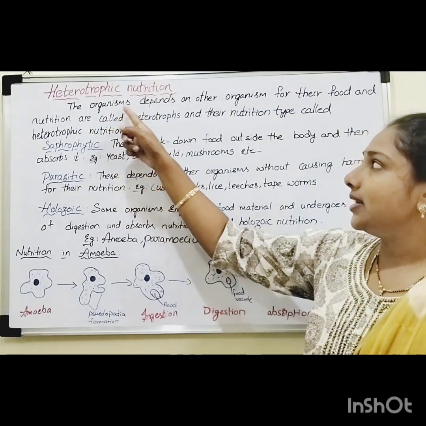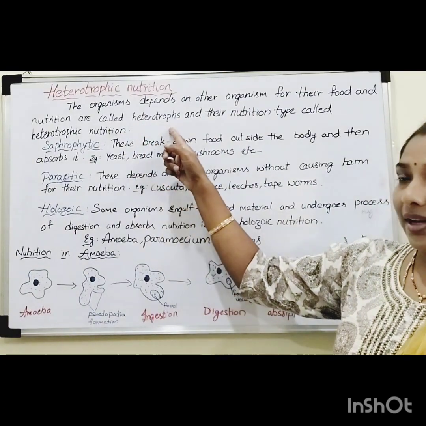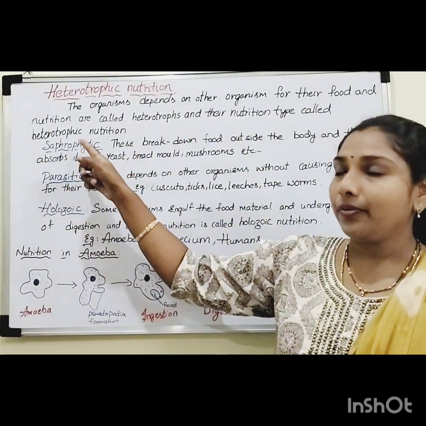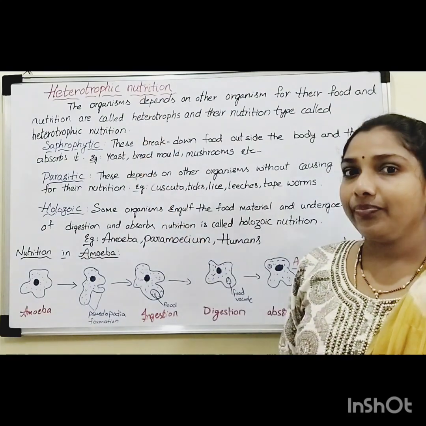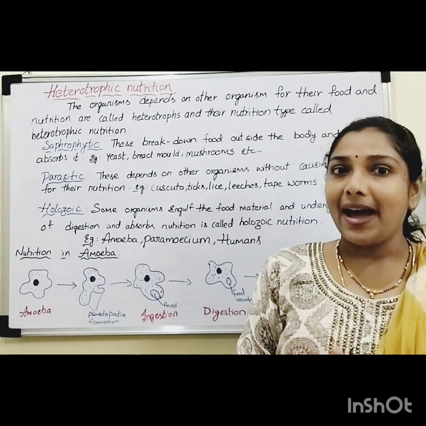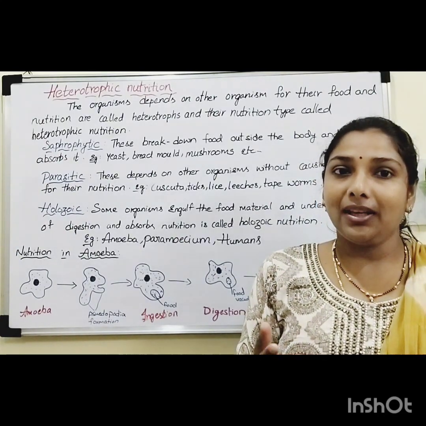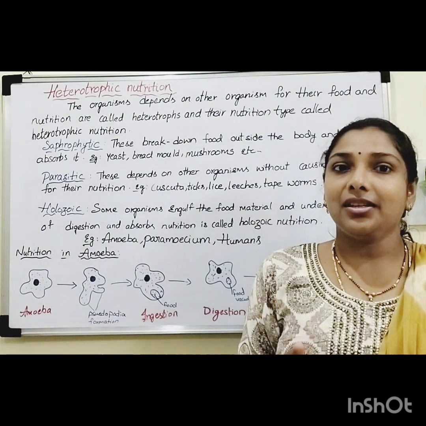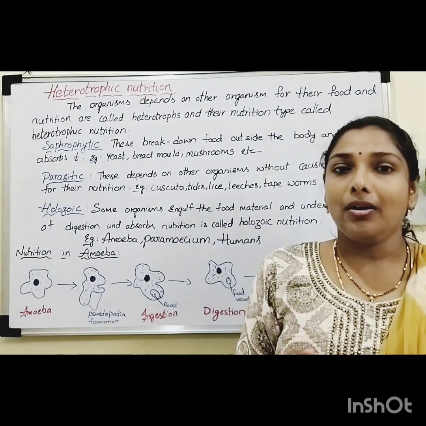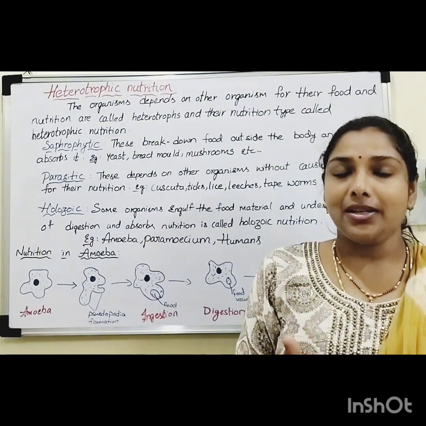Heterotrophic nutrition: the organisms that depend on other organisms for food and nutrition are called heterotrophs, and the nutrition type is heterotrophic nutrition. This heterotrophic nutrition varies in different types of organisms depending upon their complete structure and dependency on other organisms. How they depend on other organisms, it is of various types.